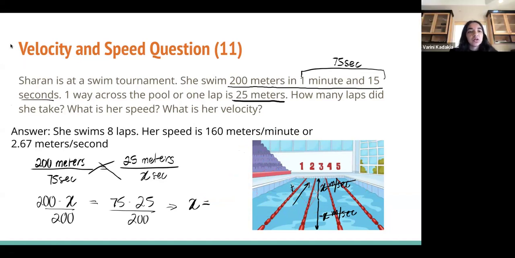Okay. So now we're going to do the cross multiplication. So we're going to get 75 times 25 equals 200 times x, and I just divided by 200 to get x alone. And then just to save some time, I'm going to put this in a calculator.